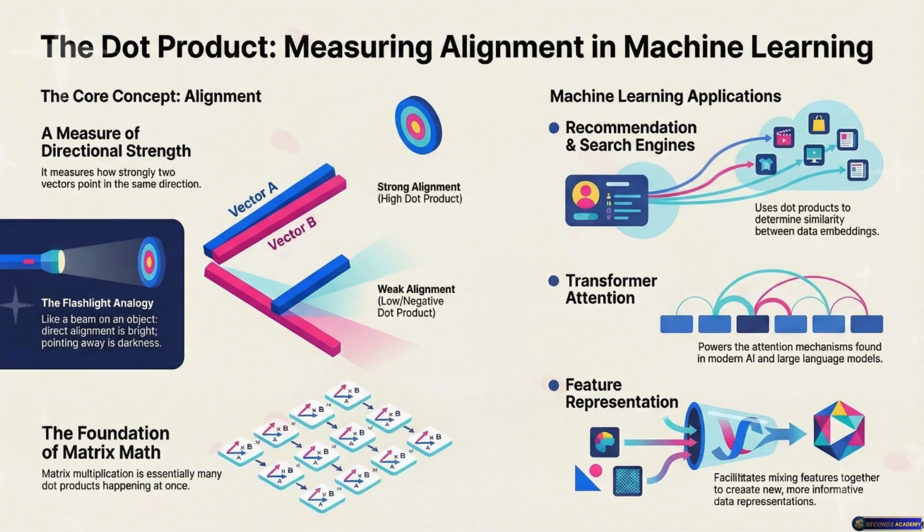It's a direct match. Yeah. If it's 0, the vectors are completely perpendicular, meaning they share no directionality at all. If it's negative, they are pointing away from each other.